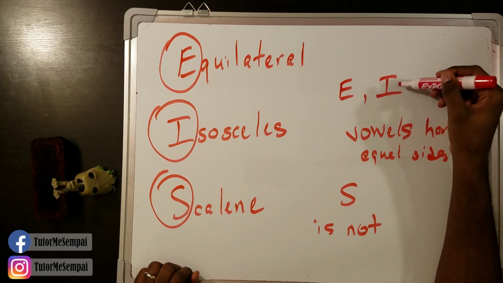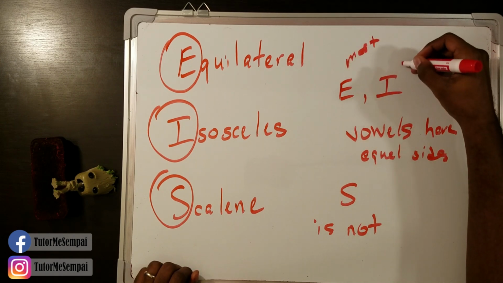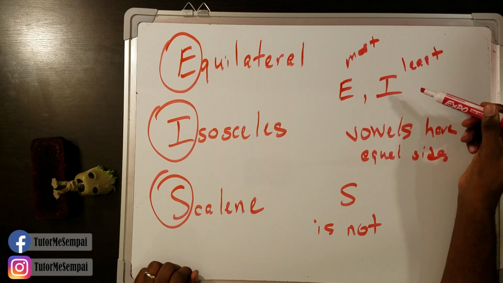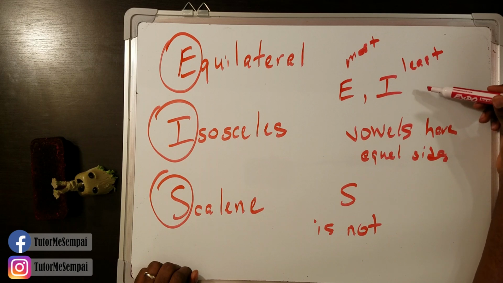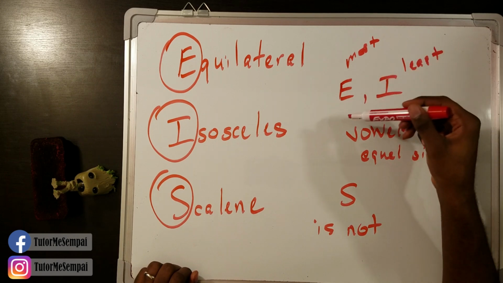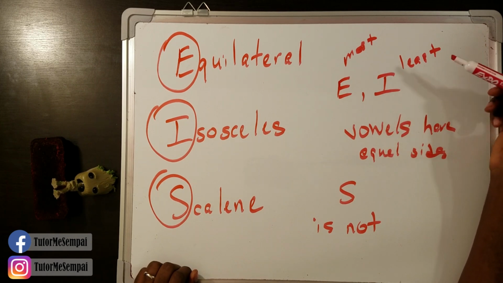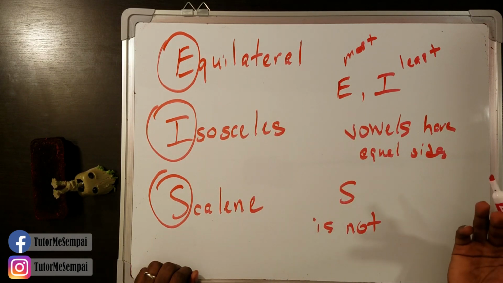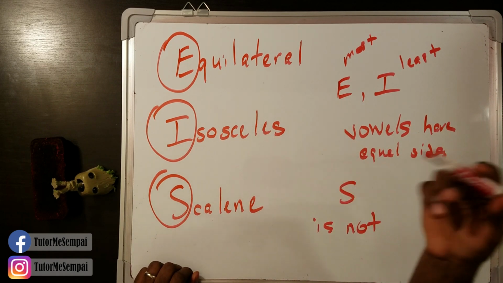And E comes before I in the alphabet, so we give this one the most equal sides, and this one has the least equal sides. So E and I are both vowels where S is not, so S doesn't have any equal sides. Only the vowels will have equal sides. E comes before I in the alphabet, so we give it the most. We give it the 3 equal sides. I comes second, so it gets the least. It gets 2 equal sides. So that's another way we can use our first letter to give us a clue as to, hey, what does equilateral mean? Oh, 3 equal sides. Isosceles. Oh, 2 equal sides.